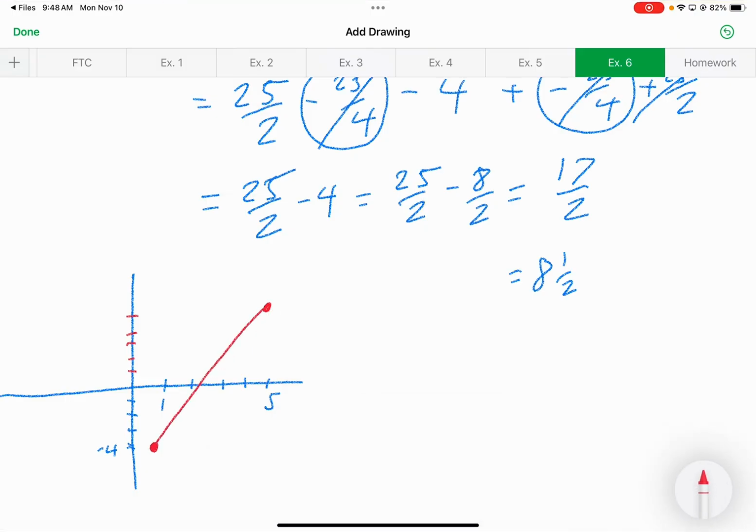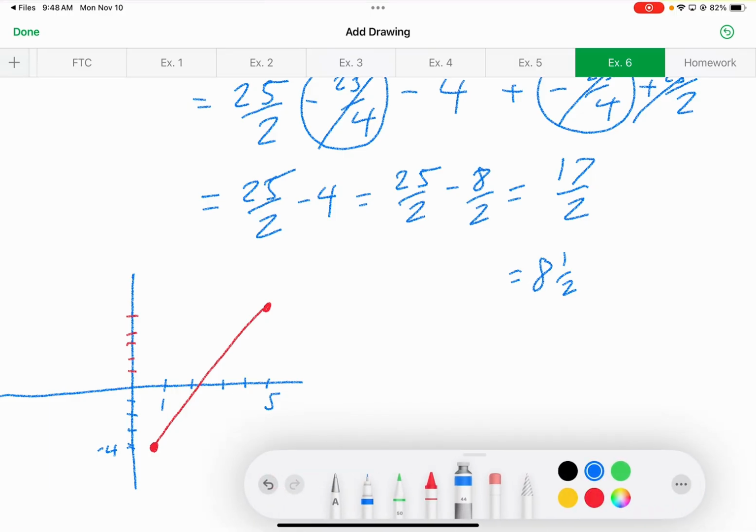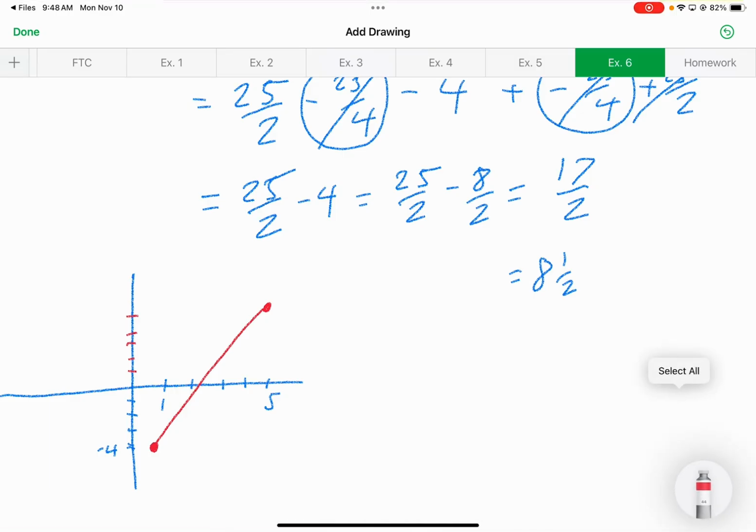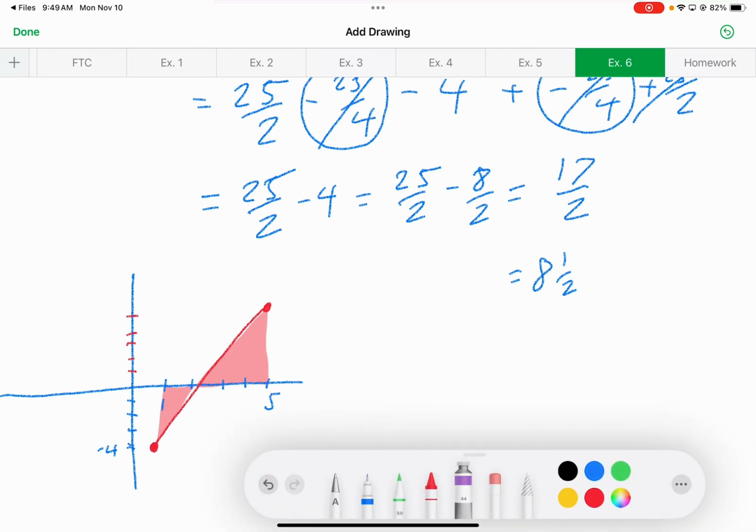Okay. All right, now, if I went to find my net signed area, it would be the area of this triangle, which would be negative, plus the area of that guy would be positive. And we see that there's more positive area than there is negative area. So me ending up with a positive result does not seem far-fetched at all.